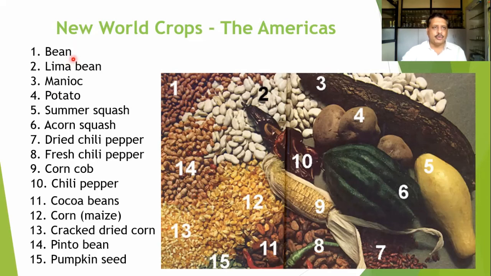So in America we find these are the common plants which can be observed, particularly the beans, then lima beans, then it is the manioc, potatoes, then the summer squash, acorn squash, dried chili pepper. Here you can observe that, and then fresh chili pepper, green chili as we call it. Then corn cob, chili peppers, cocoa beans. You can see number wise here we have shown that. Then pinto beans, pumpkin seeds. So these are the common plants which originated from the New World crops locations.